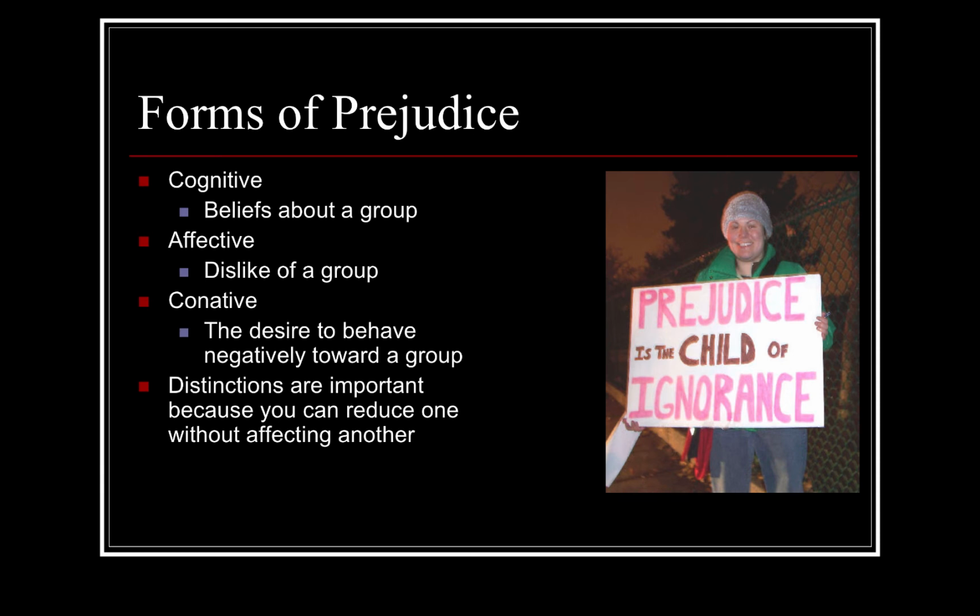These distinctions are important because you can reduce one without affecting the other. For instance, we can learn about different types of prejudice, a cognitive way of addressing prejudice. But learning about something may not change how you feel about something.